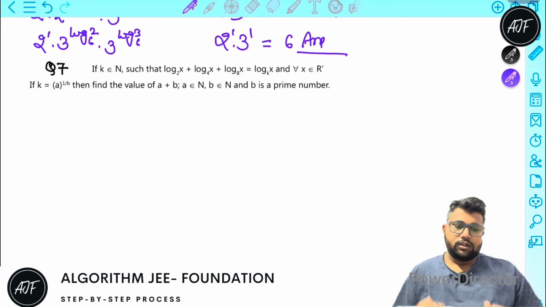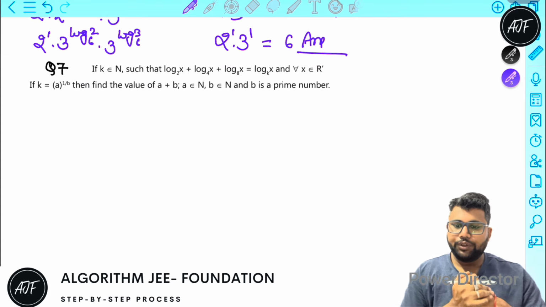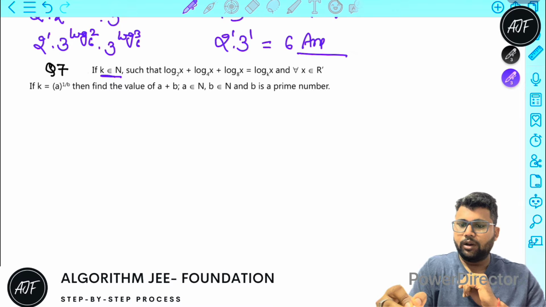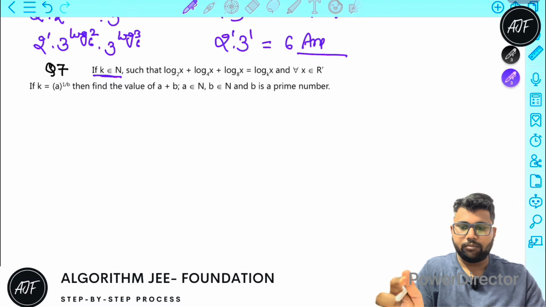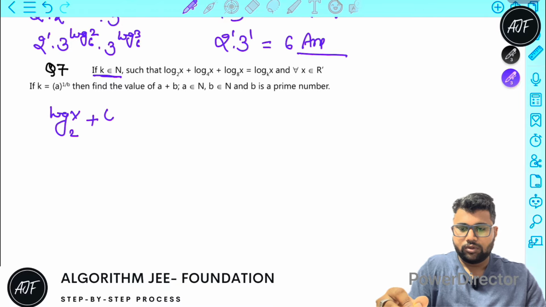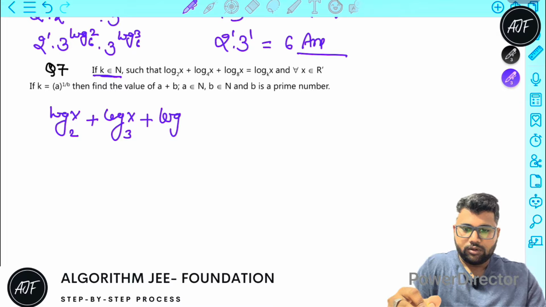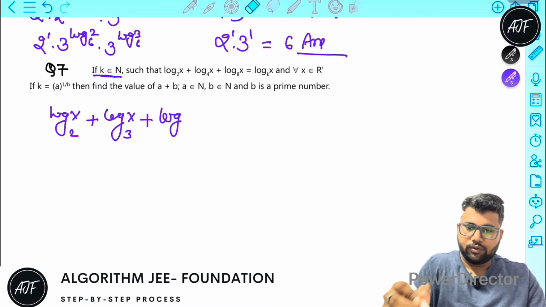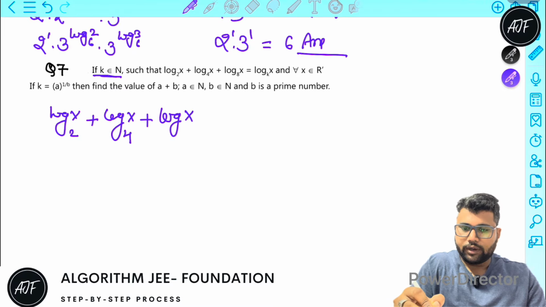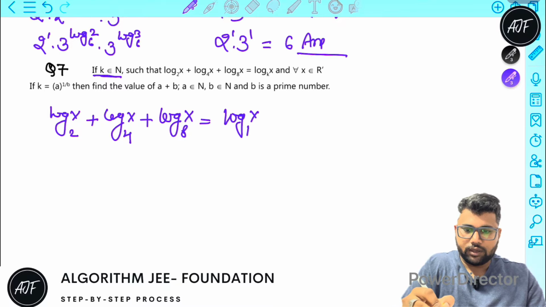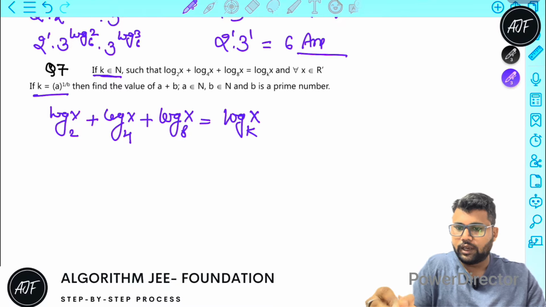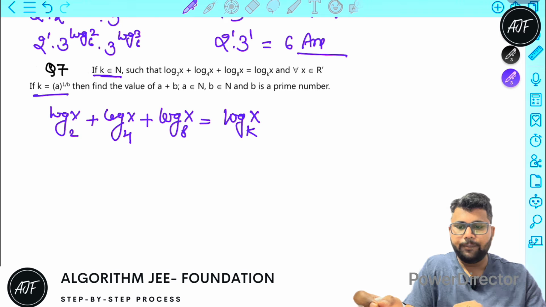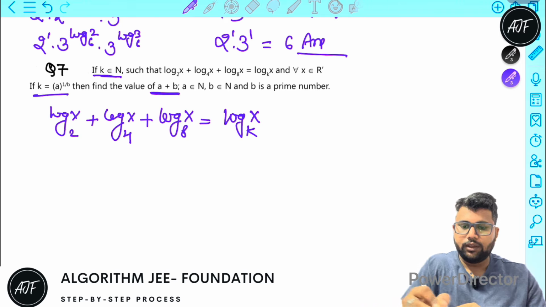After that is one more question. Given k belongs to N, meaning a natural number, and log x base 2, log x base 3, log x base 4, log x base 8 is equal to log x base k. Given k is equal to a power 1 by b, find a plus b, where a and b are prime numbers.